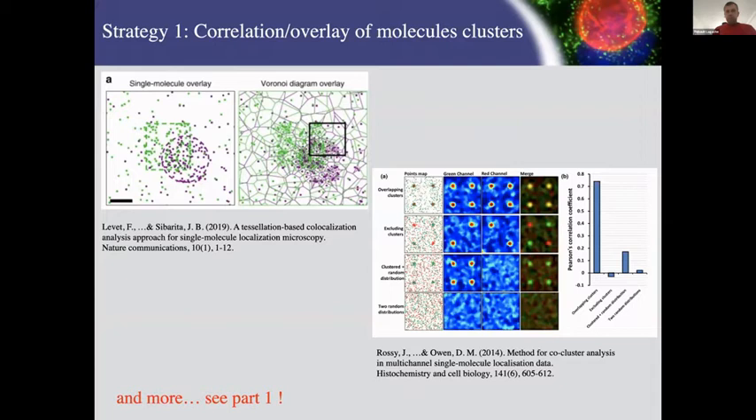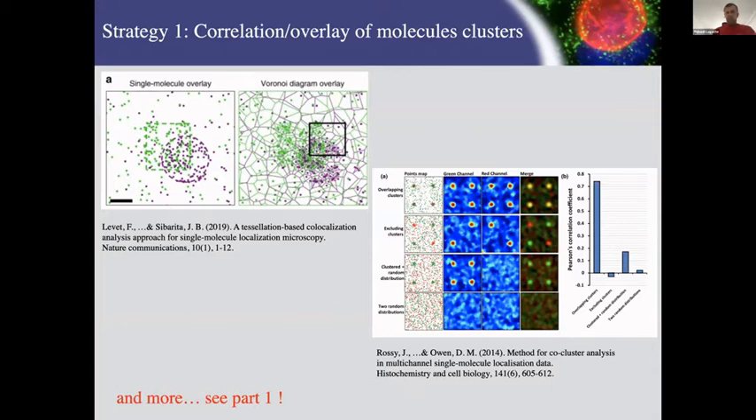I forgot the name. Or here, this is also a Ripley-related function in the article of Rossi et al., where you have some dense regions, and then you're going to look either at the correlation or the overlap or the correspondence in a Voronoi diagram. So there is a lot more to speak about all these techniques, and I refer to part one.